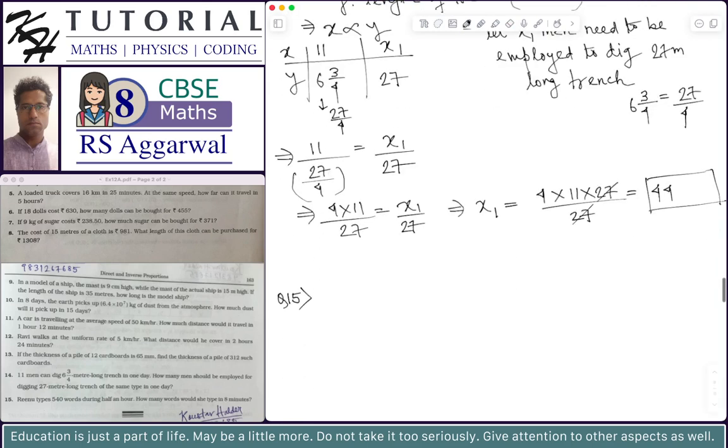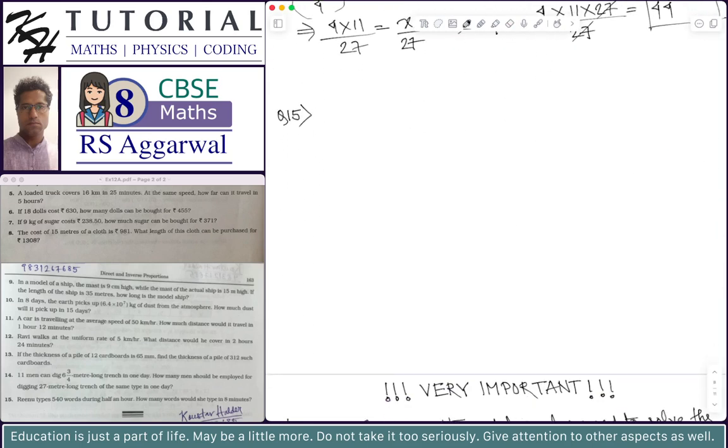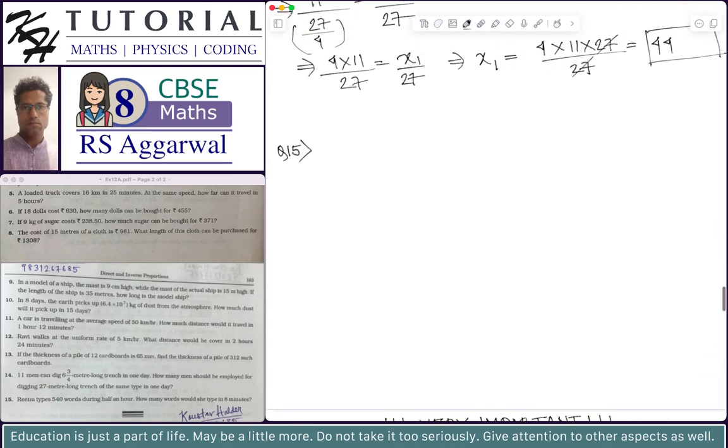Okay, let's do the last problem, that is problem number 15. Renu types 540 words during half an hour. How many words would she type in 8 minutes?